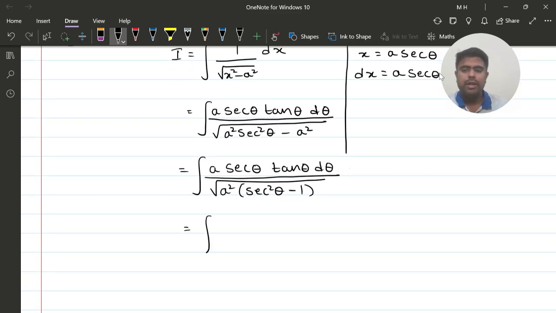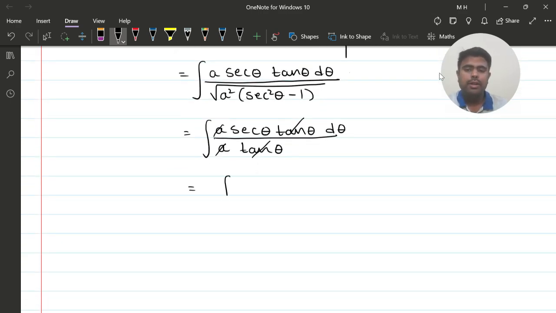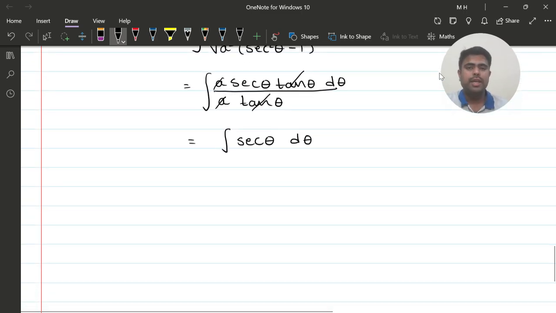So this is equal to the integral of a sec theta tan theta d theta whole divided by, what is the root of a square? It is a, right? What is sec square theta minus 1? It is tan square theta. Okay, we have a square root here, right? So taking the square root of tan square theta we get tan theta. That's all. a cancels, tan theta cancels, right? So what will we get? We will get the integral of secant theta d theta. What is the integral of sec x? It is log mod sec x plus tan x.